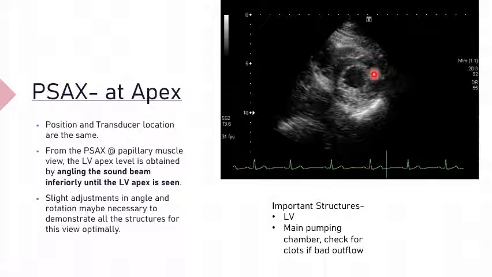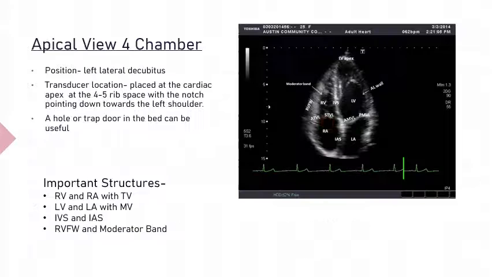And then the last one we'll get in short is the apex, the bottom of the heart. And you'll have the patient and the transducer in the same location still, but you're going to angle the sound beam inferiorly until it comes into view. And mostly we're just in the left ventricle. This is an important view to have because it's the main pumping chamber. And so it's good to check for clots if there's bad blood flow turbulence.